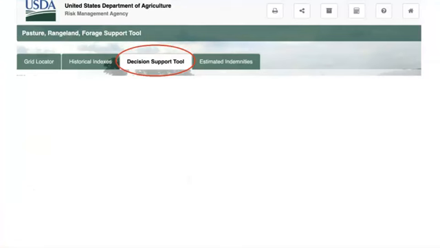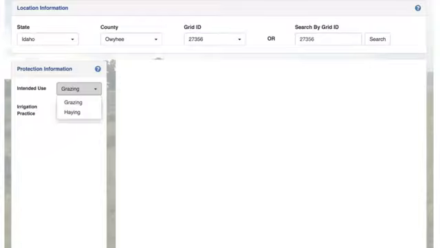Next, we are going to navigate to the Decision Support Tool tab on the right of Historical Indexes. The Decision Support Tool allows you to test different strategies for coverage and compare how they would have performed historically. We will start by filling out the Protection Information box. In the Intended Use section, decide whether you are using your land for haying or grazing. For this example, we will select grazing.